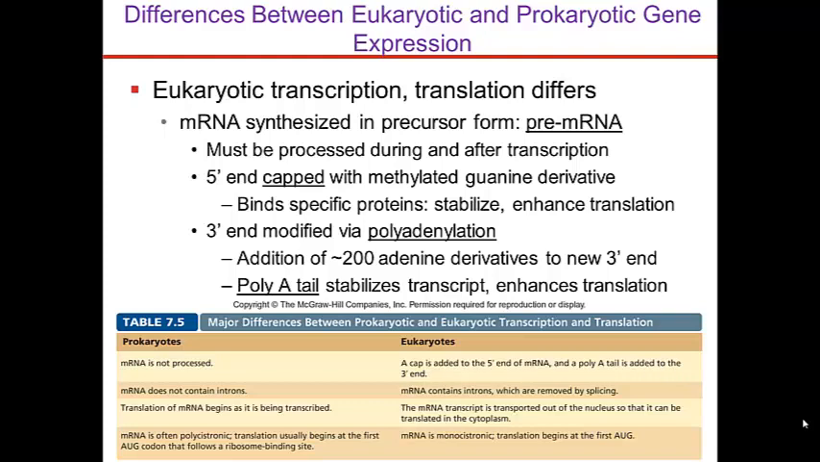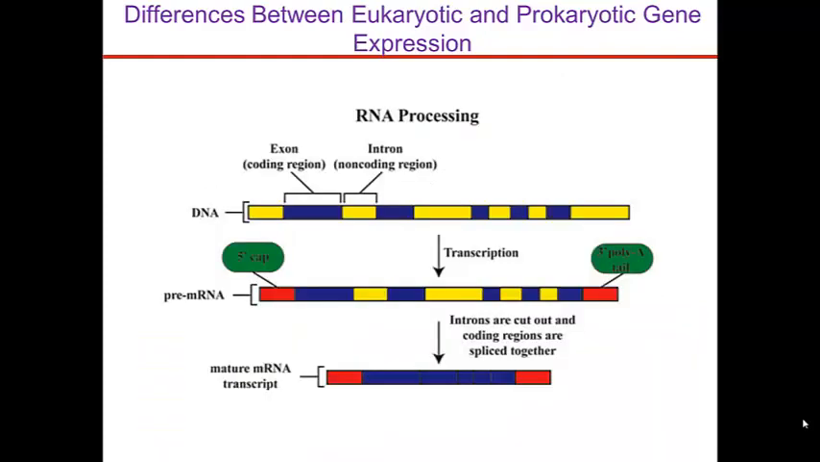Then covalently linking a modified nucleobase to the 5' messenger RNA end. This is called capping. And then finally covalently adding a series of adenine nucleobases to the 3' end, a so-called poly-A tail. Each of these processes is a control point for eukaryotic gene expression. Here is a summary of eukaryotic post-transcriptional mRNA modifications.